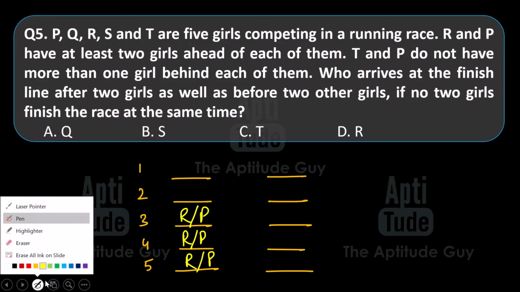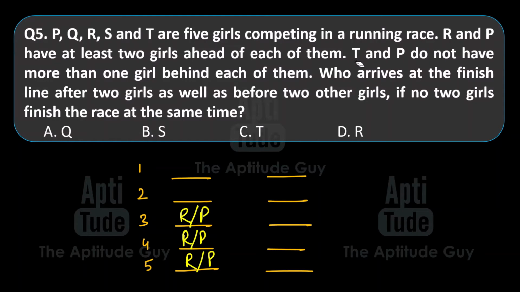Now we'll read the second line. It says T and P do not have more than 1 girl behind each of them. I agree this line is a little complicated, but let's see. T and P do not have more than 1 girl behind each of them. Now, they don't have more than 1 girl. Can they have 1 girl behind each of them? Yes, they can. 1 girl behind them is allowed. So if there is only 1 girl behind them, then what is their position? Their position would be the fourth one. If there is only one person behind them, then their position is the fourth one. So T or P will be in the fourth position.